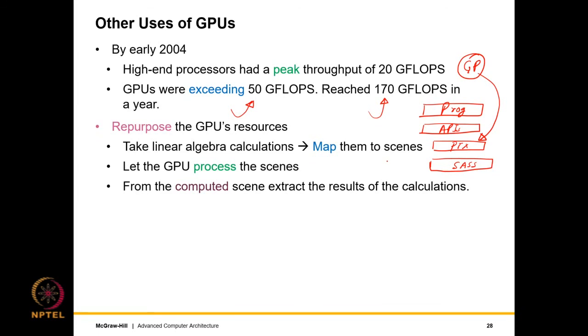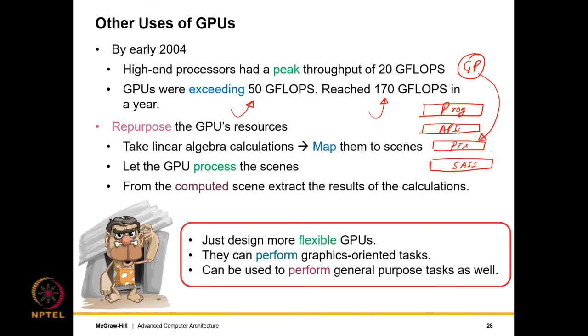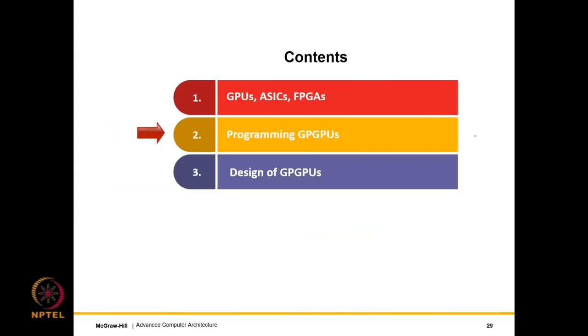And then we can repurpose the hardware. Before repurposing the hardware, an initial solution was to repurpose the software. In the sense, instead of directly making the hardware generic, what people initially did is take linear algebra calculations for other problems, map them to scenes, allow the GPU to process the scenes, and extract the results from the computed scene. Which, if you think about it, is a really indirect way of doing things. It's much better to repurpose the hardware. That is exactly what they did. They designed more flexible GPUs instead of repurposing the software, right? Make the hardware generic such that it can do graphics oriented tasks as well as non graphics oriented tasks quite well.